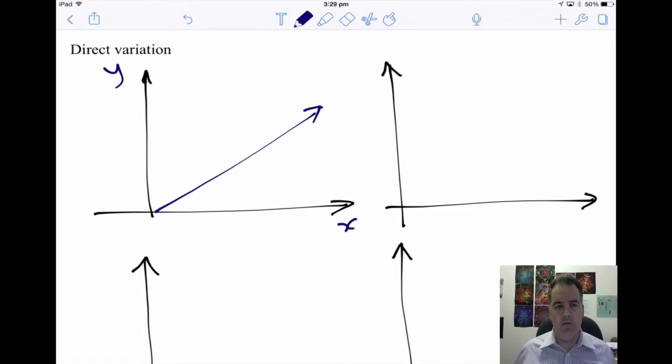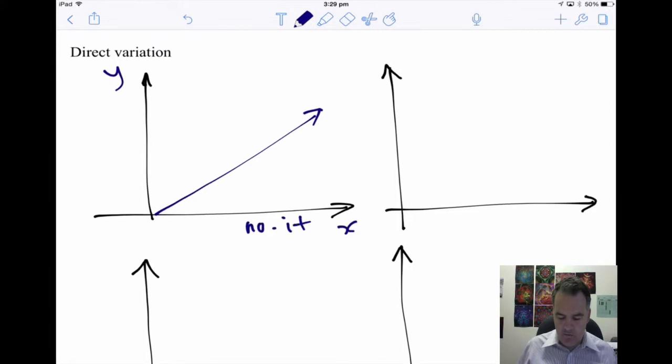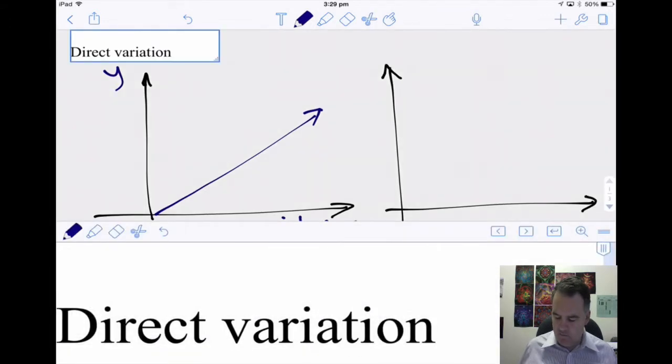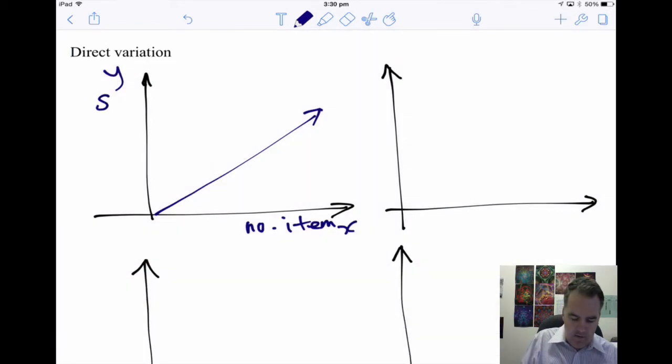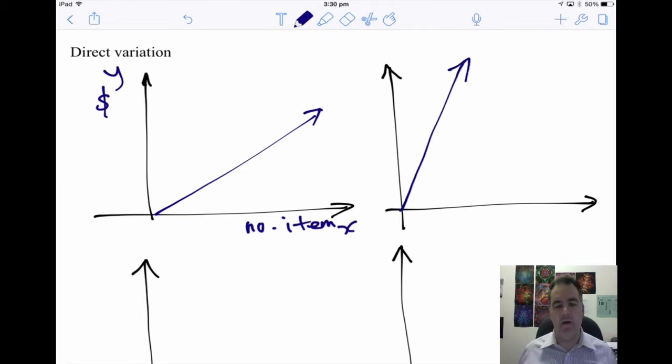So you might have something like the number of items that are for sale along here, and along the top would be the total cost of the items. That would often be an example of direct variation. Now it doesn't matter what the slope is, so this one here is also an example of direct variation, even though the slope is different. So we're starting from 0, 0 and we're going off at different angles. So these here are all examples of direct variation.